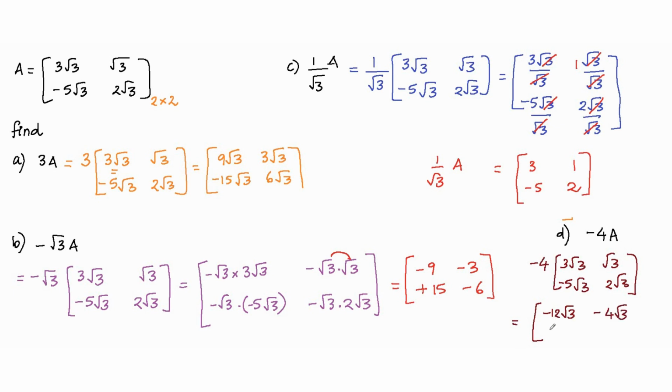Minus into minus is positive. 4 5s are 20. So this is positive 20 root 3 and minus 8 root 3. This is the final answer. So I hope your answer did match mine. And I'll again pause for a few seconds, and then we will take up some problems on matrices.